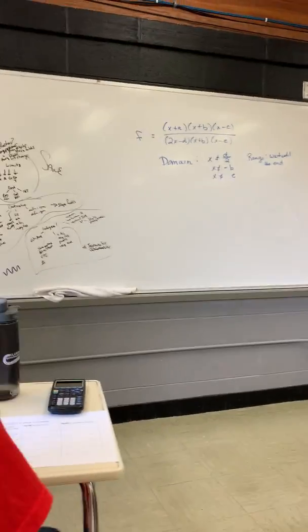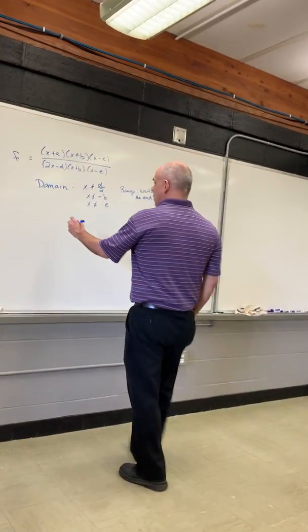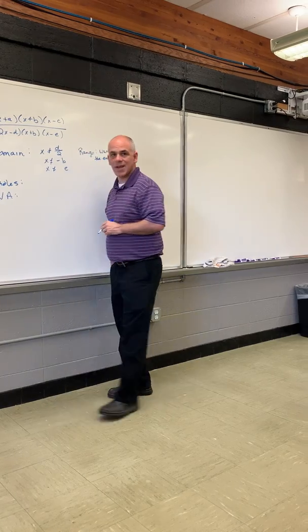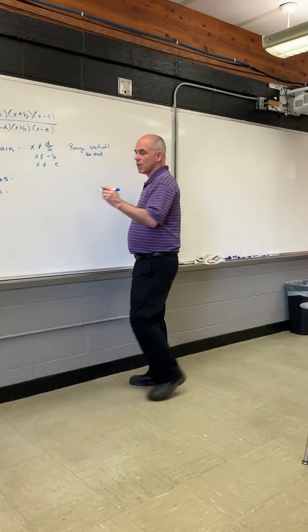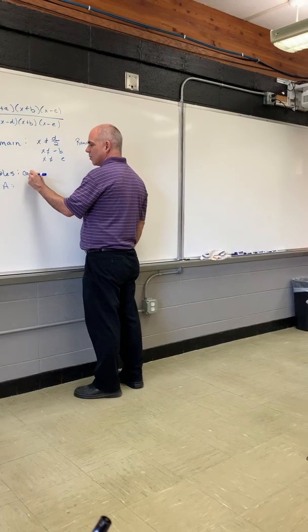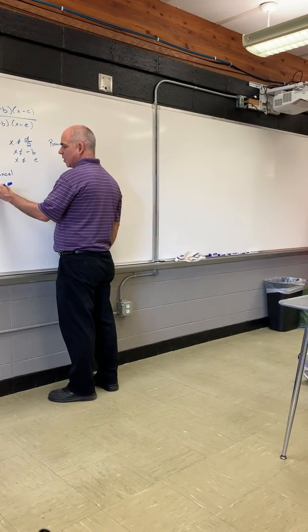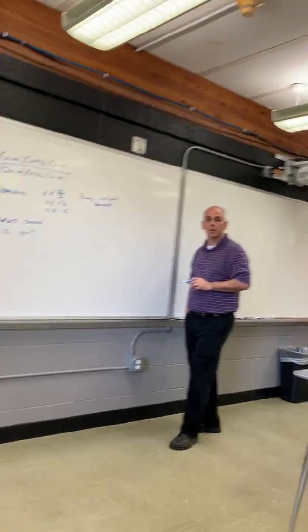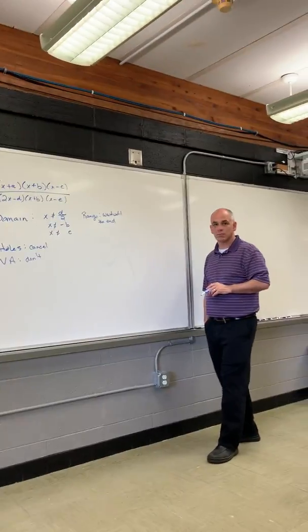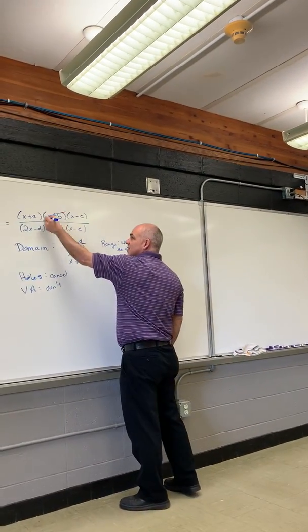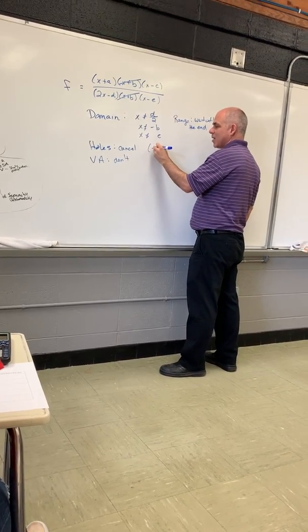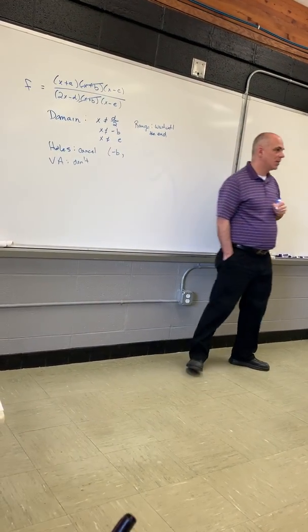My advice is to find the holes first. Holes first. And the vertical asymptote second. Your holes basically are values that will cancel. Vertical asymptotes don't. I remember doing this. Like I feel like I know how to do this already. So these are going to cancel. So I know that the x value of my hole is at negative b.